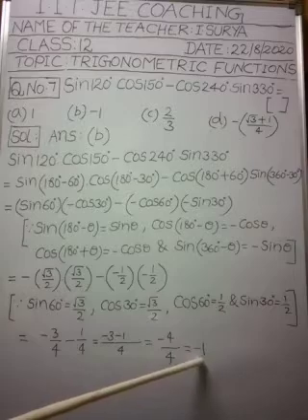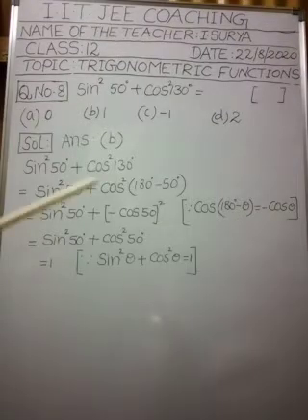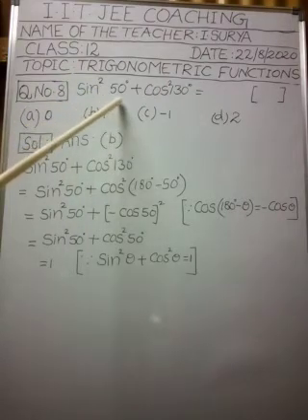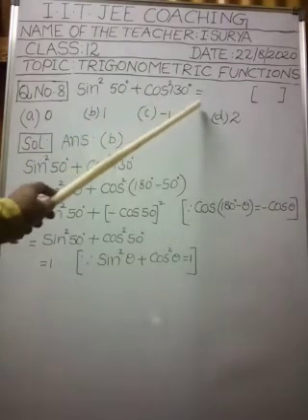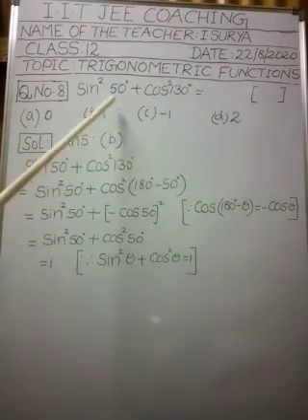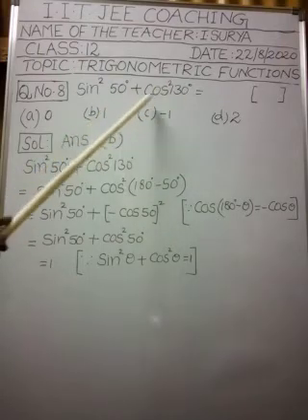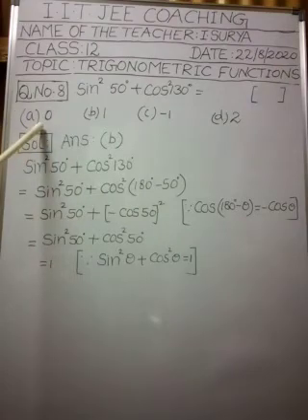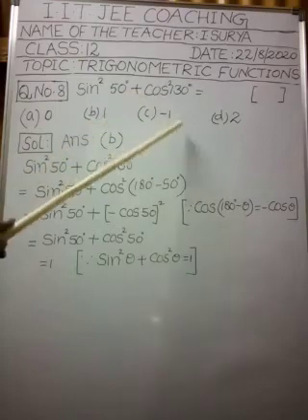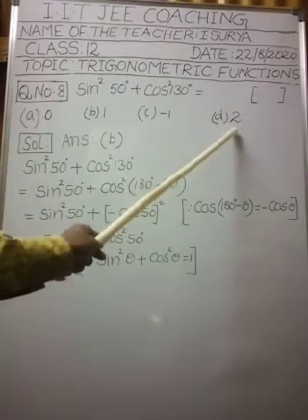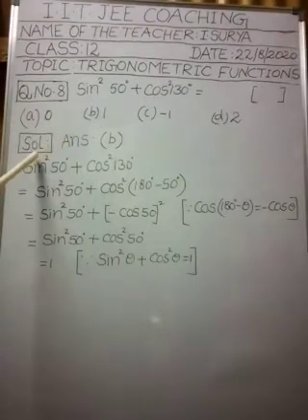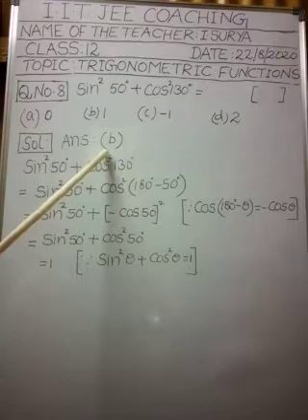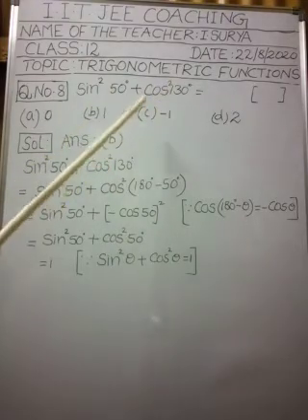Understood, my children? Right. Now come to the next question, question number 8. Sin square 50 degrees plus cos square 130 degrees is equal to. Here also we have to find the value of this expression. Okay, my dear children. See the options here. First option is 0. Second option is 1. Third option is minus 1. And the fourth option is 2. Out of these 4 options, second option is the correct answer. Correct option means the value of this expression is 1.